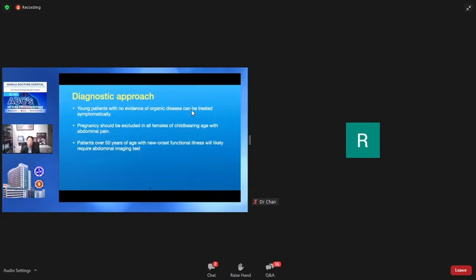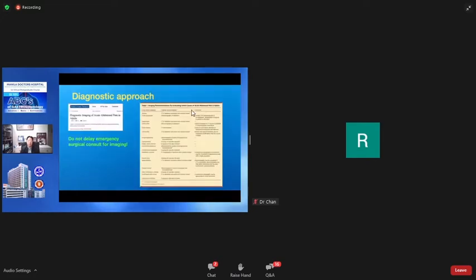So at the conclusion of the initial workup, young patients with no evidence of organic disease can be treated symptomatically. Pregnancy should be excluded in all females of childbearing age with abdominal pain. A diagnosis of new onset functional illness should be made only with great caution in patients over 50 years of age. These patients, by virtue of their increased risk of malignancy, will likely require abdominal imaging as their signs and symptoms dictate.